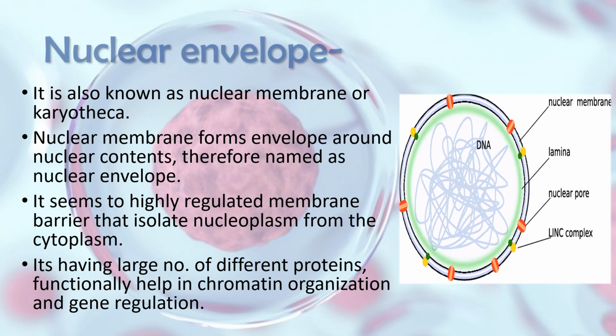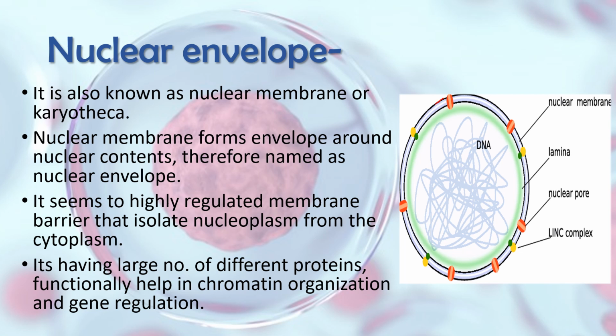First, we discuss the nuclear envelope. It is also known as nuclear membrane or karyotheca. The nuclear membrane forms an envelope around the nuclear contents, therefore it is named the nuclear envelope. These membrane structures form an envelope-like covering around the nucleus. It is a highly regulated membrane barrier that isolates the nucleoplasm from the cytoplasm. So this membrane acts as a barrier which separates the content of the nucleus, the nucleoplasm, from the outer surrounding, that is the cytoplasm.